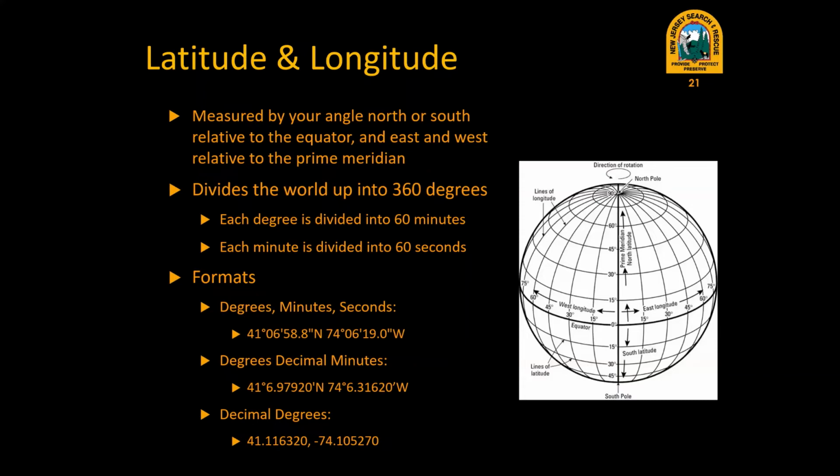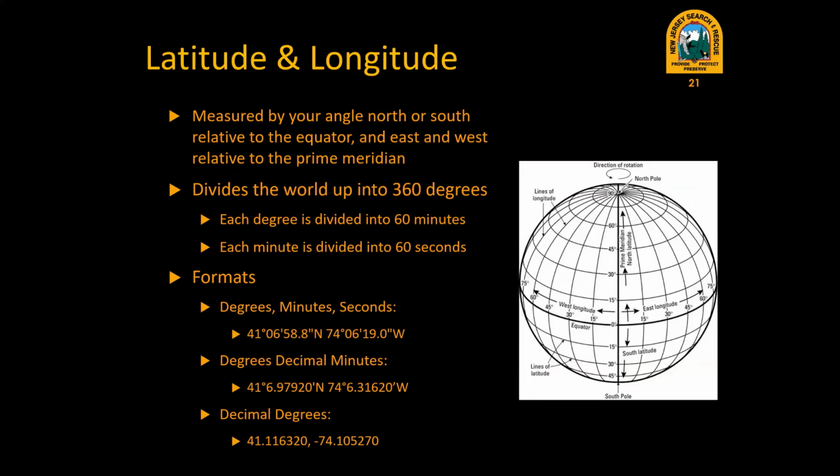Underneath this is degrees, decimal minutes. The coordinate underneath it is the same, but you would read it slightly differently. This would be 41 degrees, 6.97920 minutes north, 74 degrees, 6.31620 minutes west. They're the same coordinates as above, just expressed slightly differently. And then the last one is decimal degrees. I'll spare you having me read another coordinate to you, but you can see that this is the same as above, also just expressed slightly differently.